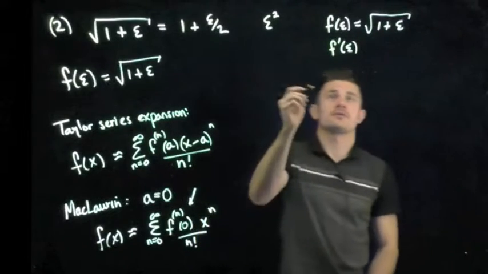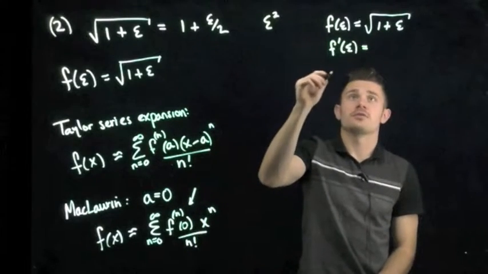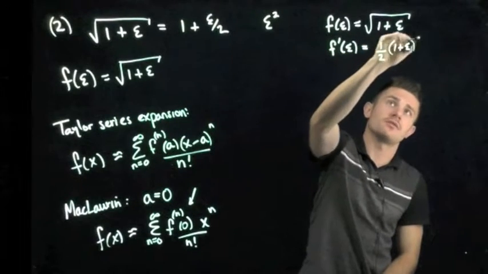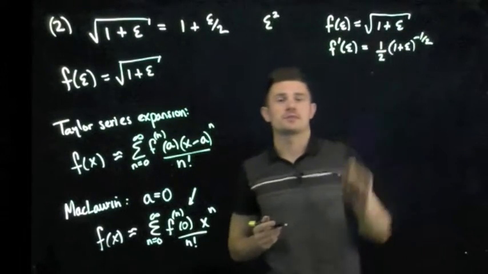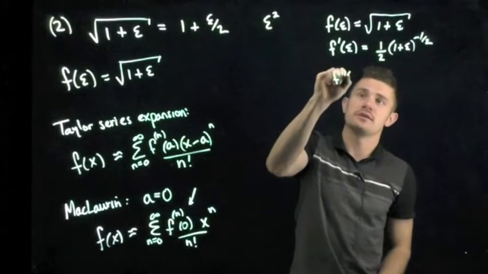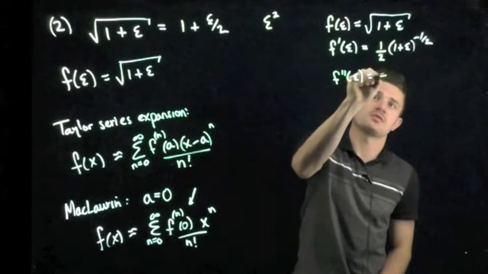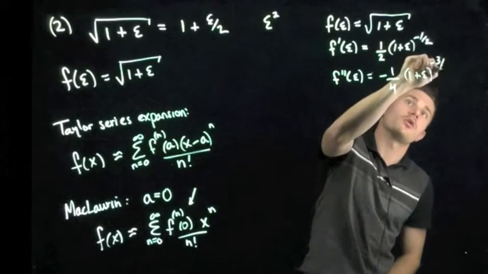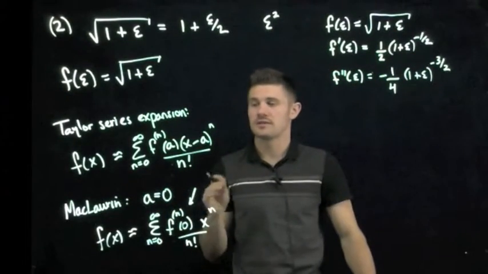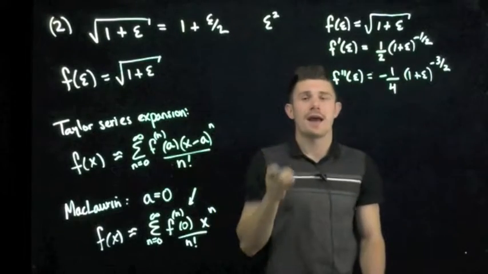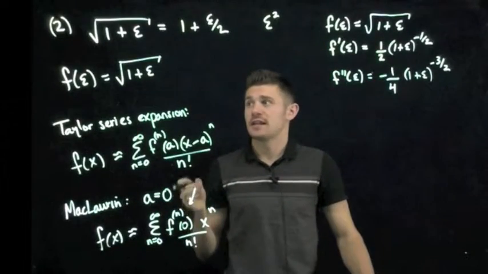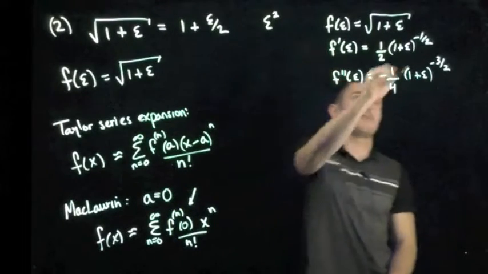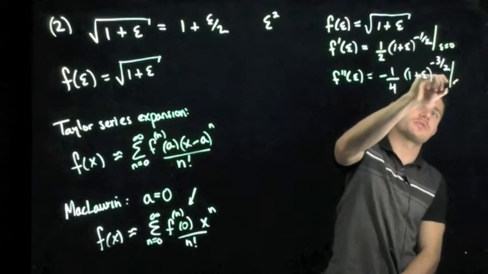So the first derivative of our function with respect to epsilon is simply 1 over 2, times 1 plus epsilon to the negative 1/2. That's the derivative of this expression here. And the second derivative would just be the derivative of this term, which is negative 1 over 4, times 1 plus epsilon to the negative 3 over 2. Now again, we're always evaluating these derivatives at some specific point. In this case, we're expanding around the point epsilon equals 0, so we evaluate these at epsilon equals 0.